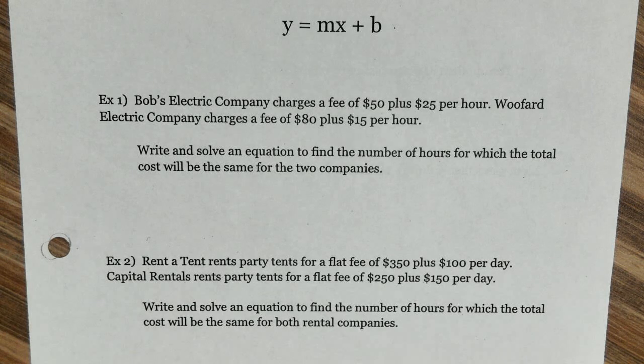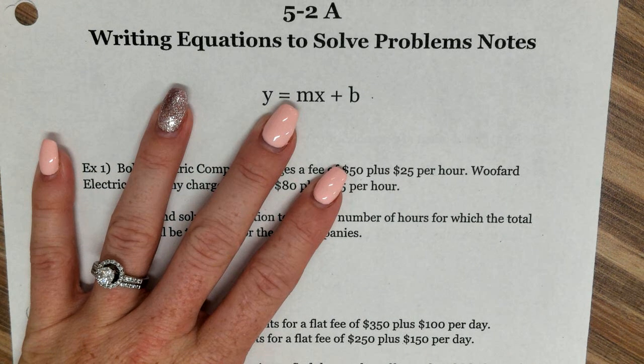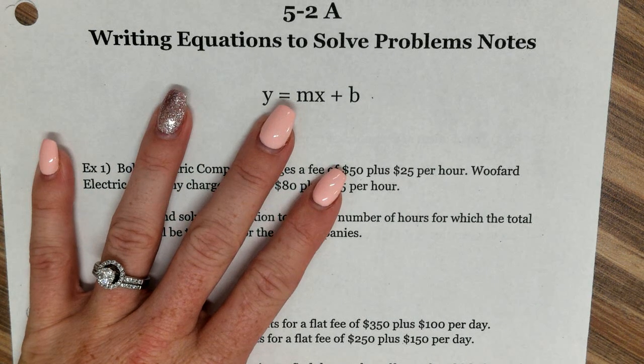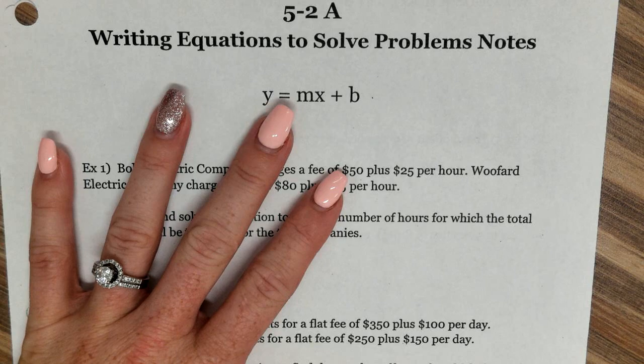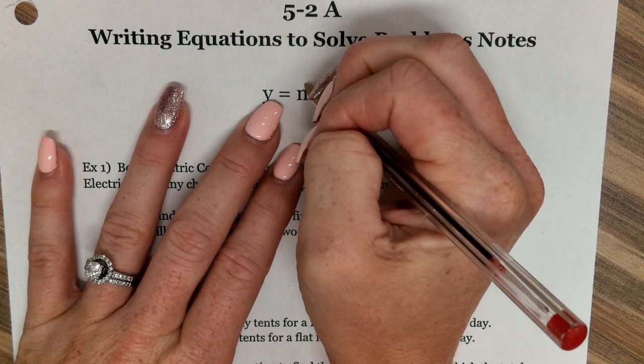Today we're going to learn how to write an equation from a word problem, and then we'll also solve it in our calculator, which you already know how to do. To write an equation, all you're going to do is use the format mx plus b. So I want you to circle the m.